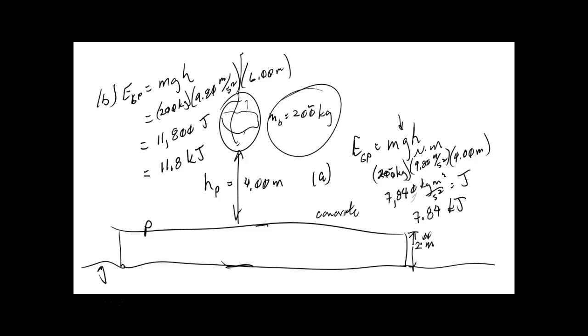All right, let's see how the book did. They didn't change to kilojoules. They left it at 7,840 joules for the first part and 11,800 joules for the second part. All right, so that was gravitational potential energy. There is another kind of energy, as we had on the last slide. Other than gravitational potential energy, that's the energy of position. The energy of motion was called what?